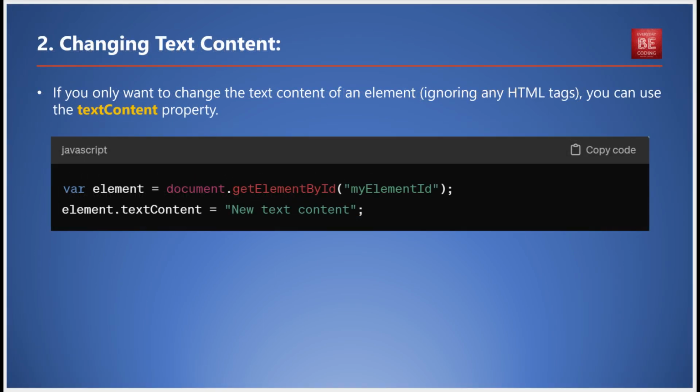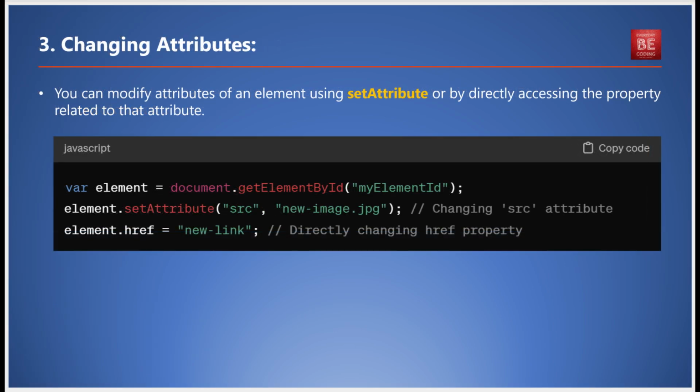tags? That's where the textContent property comes into play. The code for this will look something like: var element = document.getElementById("myElementId"); element.textContent = "new text content"; Attributes of an element can also be modified. This can be done using setAttribute or by directly accessing the property related to that attribute.